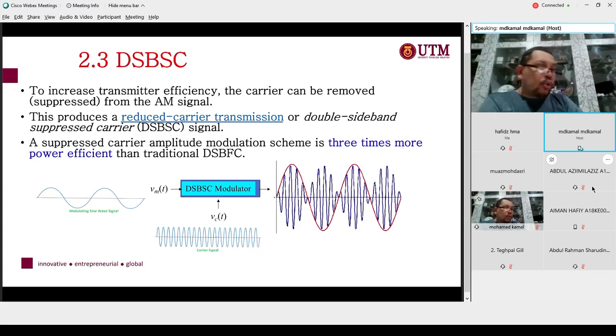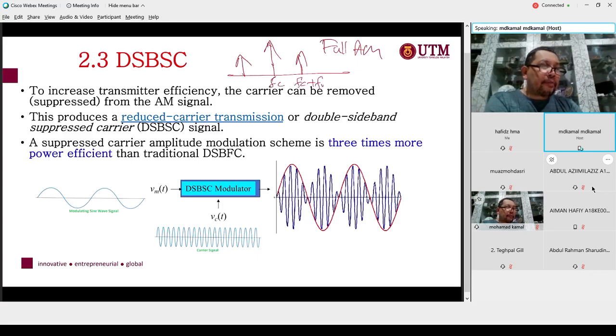Next I want to show you in terms of double sideband. As I mentioned to you before, we have double sideband. So this is a full AM signal, where we consist of two sidebands as well as a carrier. So this is your FC, this is FC plus FM, the upper sideband, and FC minus FM.